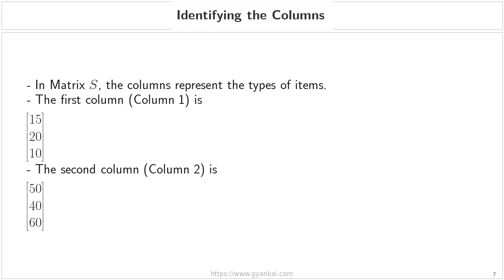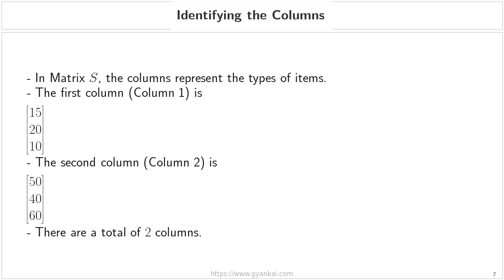Next, looking at the second column, or column 2, we find the elements 50, 40, and 60. These values represent the stock of pens. Therefore, by counting these vertical arrangements, we can conclude that there are a total of 2 columns in matrix S.